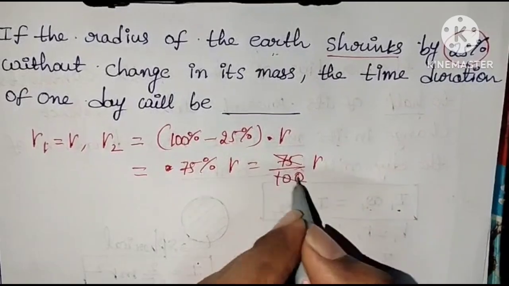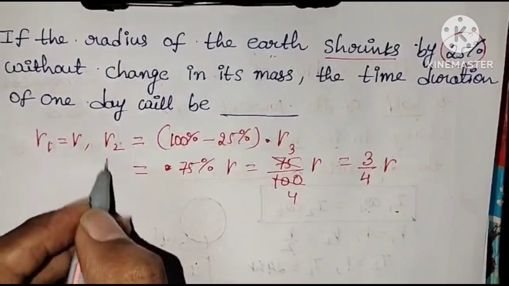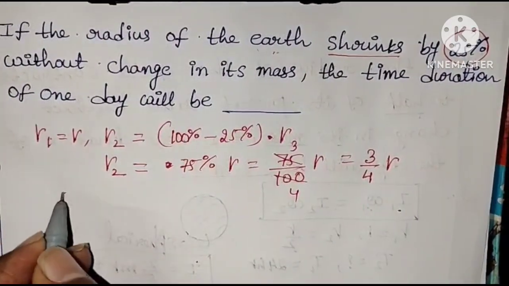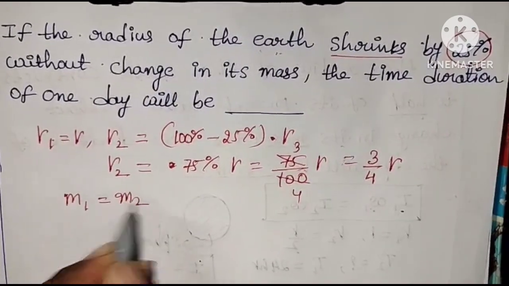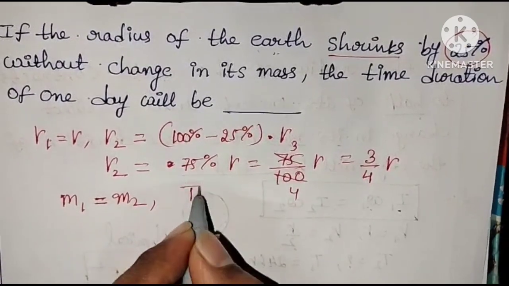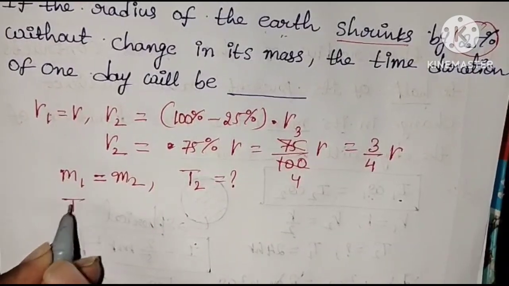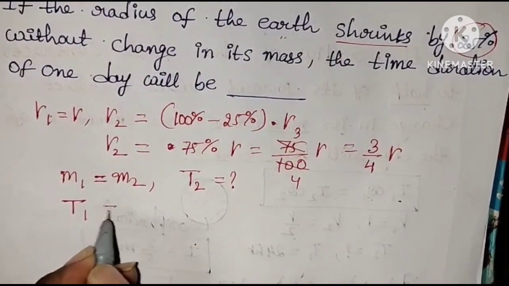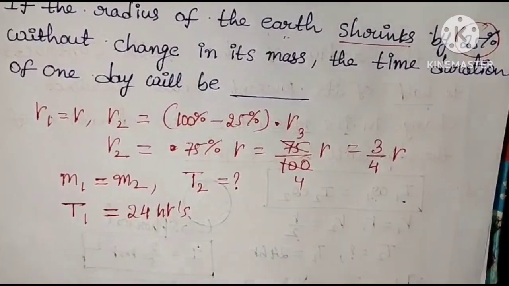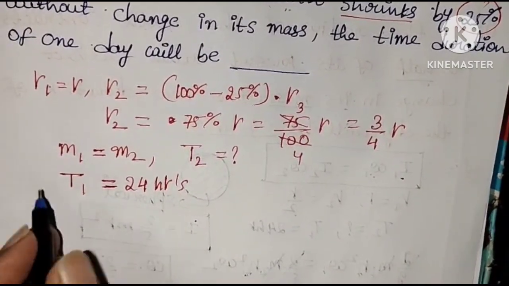25 threes are 75 and 25 fours are 100, so the final radius r2 is equal to 3 by 4 into r. Without change in its mass, the initial mass of earth is equal to the final mass, m1 is equal to m2. We have to find the time duration, which means we have to find T2. And T1 is the time period for 1 day, approximately 24 hours. To solve this problem, we have to apply the law of conservation of angular momentum.